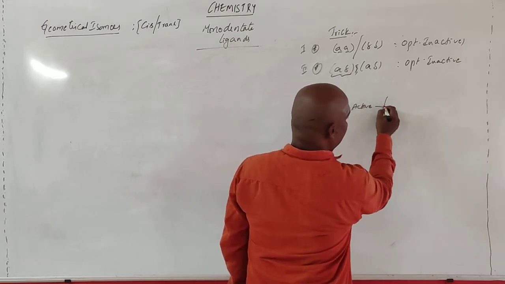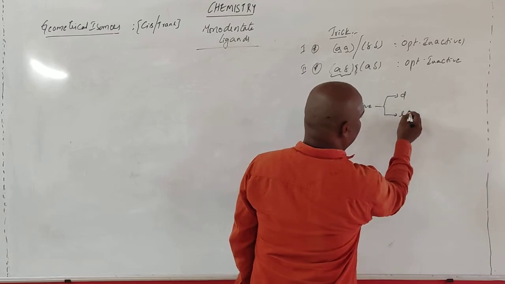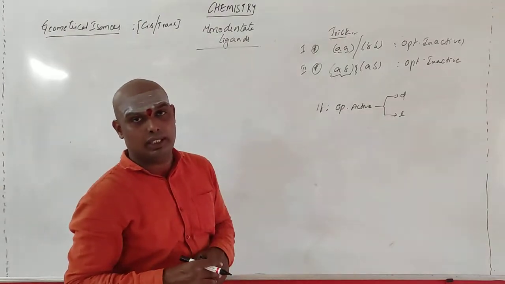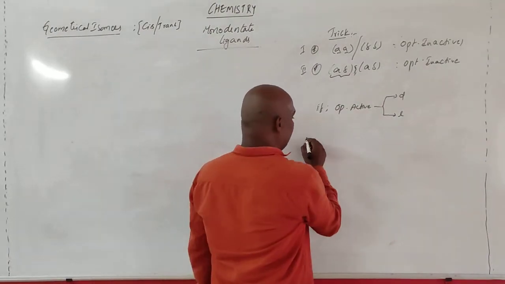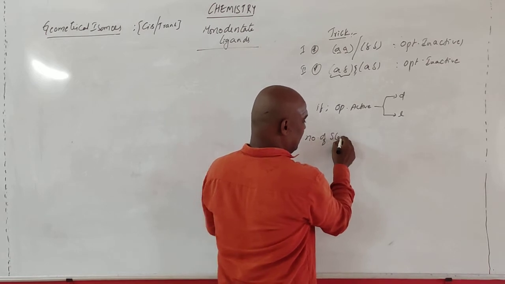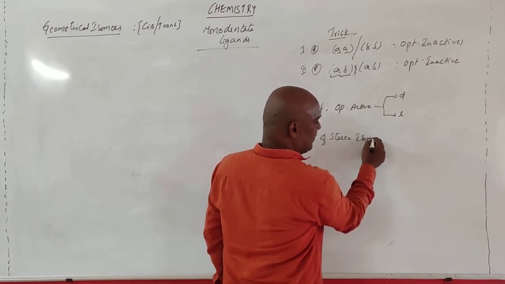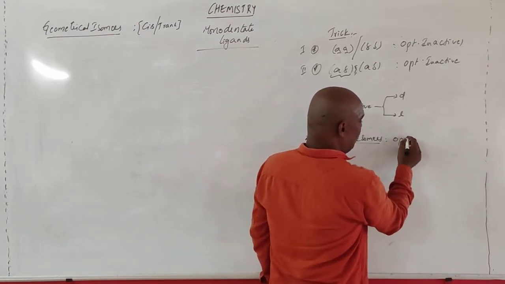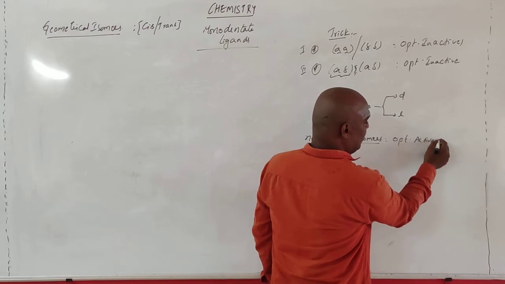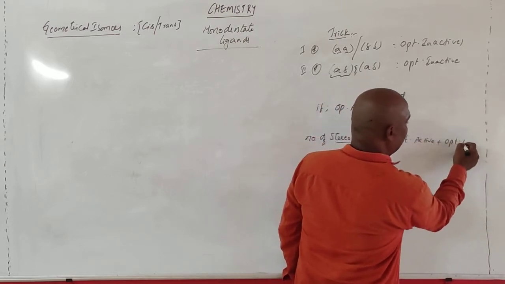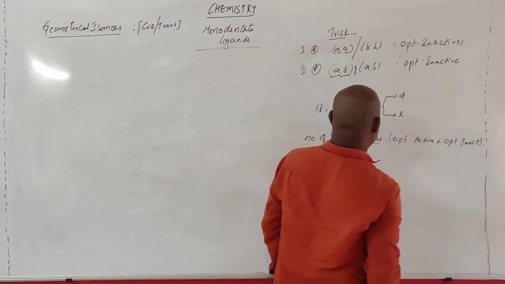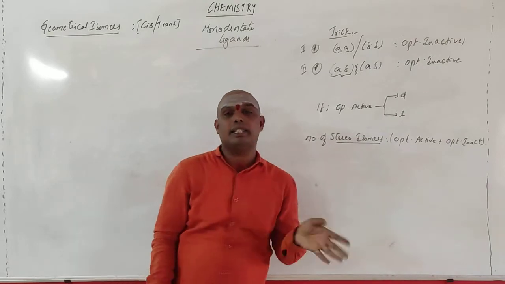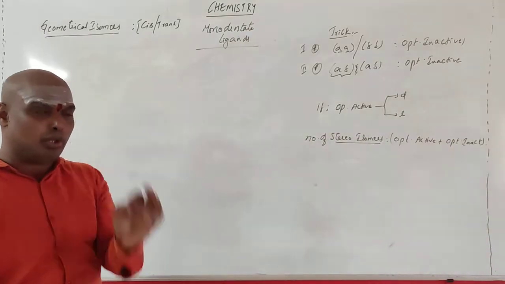If optically active, then what will you be having? You will be having D as well as L. D as well as L together are called optically active. The number of stereoisomers is optically active plus optically inactive. The combination of the optically active ones and the optically inactive ones together are called stereoisomers.